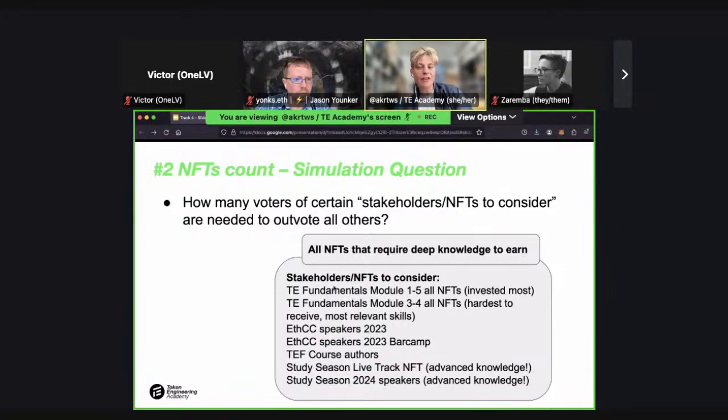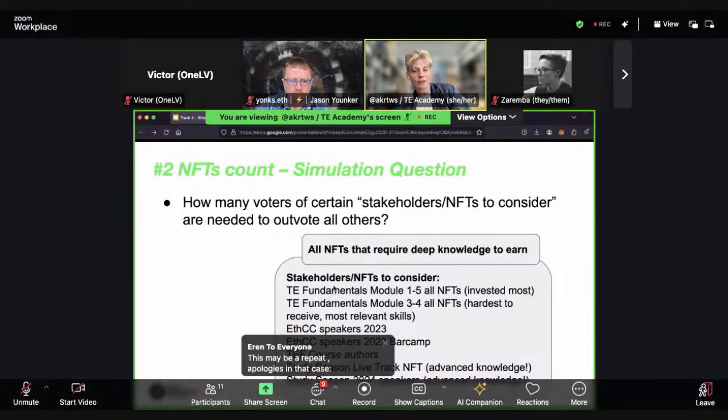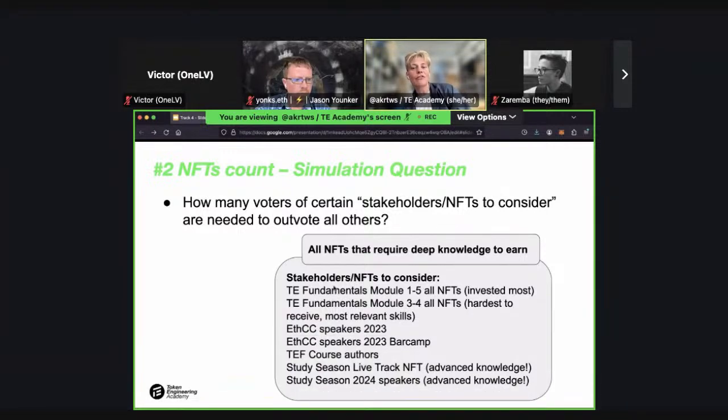For example, the TE Fundamentals 1 modules 1 to 5. Some students or some community members have all 5, so they definitely invested most in studying TE Fundamentals. Or TE Fundamentals Module 3 to 4, both NFTs. These are the hardest and require substantial learning and the most relevant skills, the skills that are missing or are hardest to find in the space.